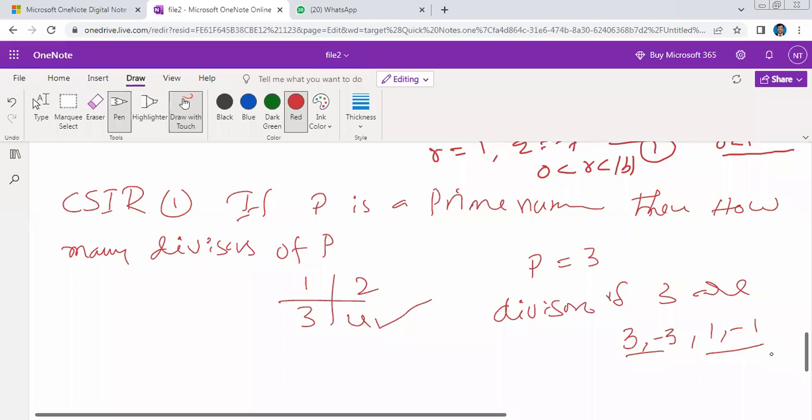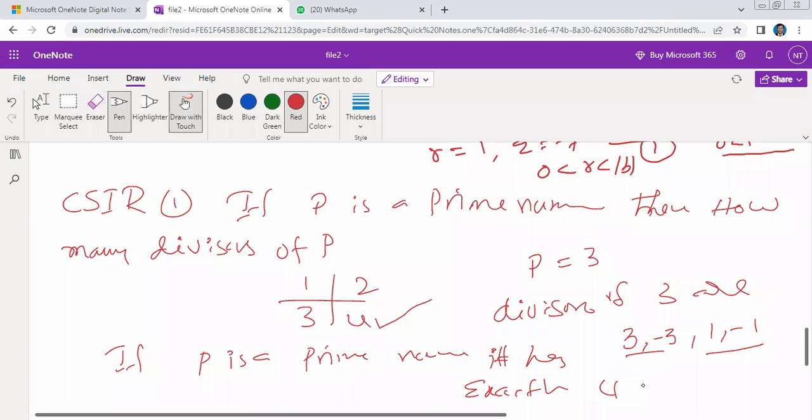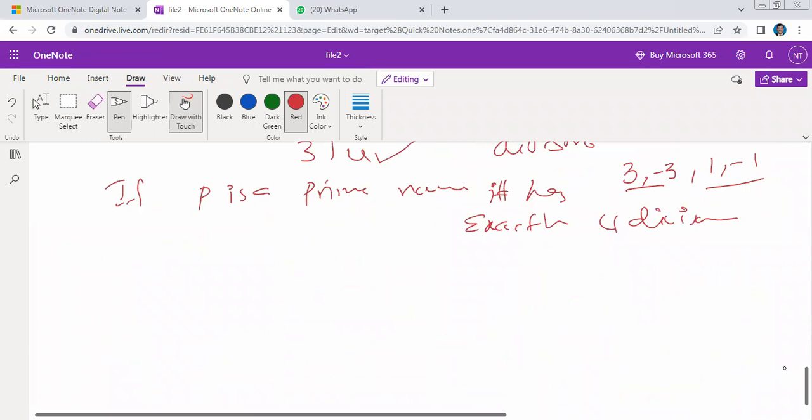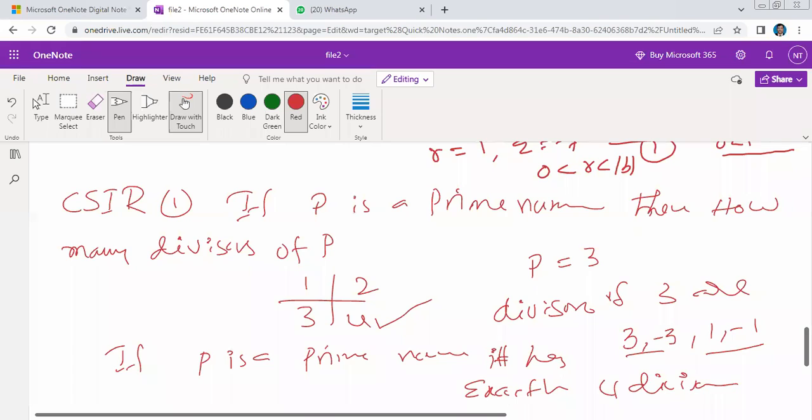If p is a prime number, then p has exactly 4 divisors. If we mention how many positive divisors of a prime number p, then 2 is the right answer.